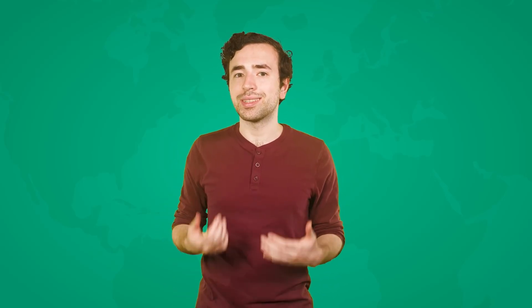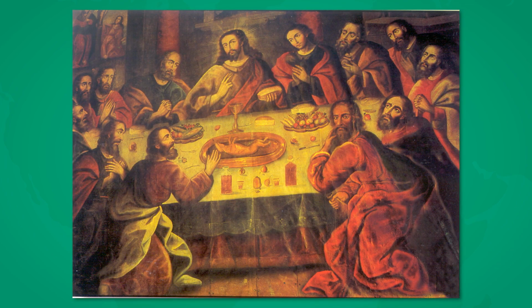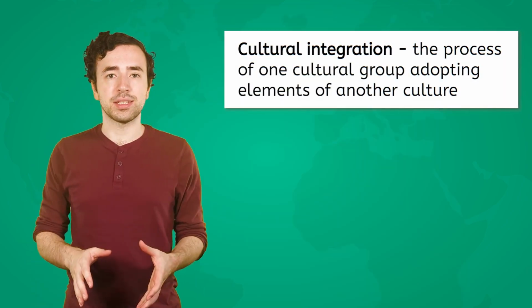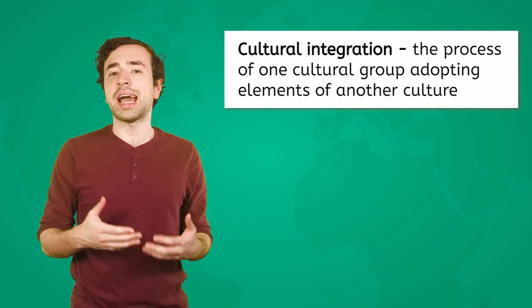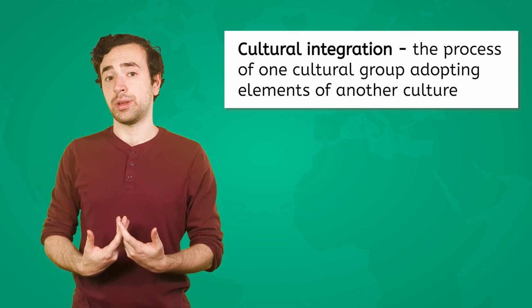Now, as many of these colonizers brought their faiths to new regions, they also sometimes incorporated elements of the local traditional religion. Remember this painting by Marco Zapata of The Last Supper, an event familiar in Christianity from our previous lesson on language? He chose the indigenous food and drinks in the painting because they were important elements of the traditional indigenous religion. This process of one cultural group adopting elements of another culture is known as cultural integration.